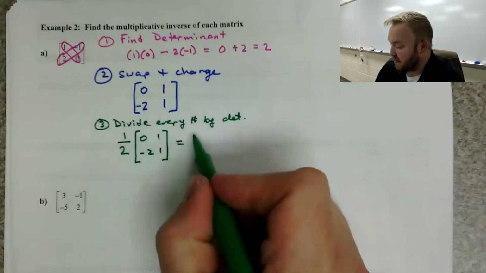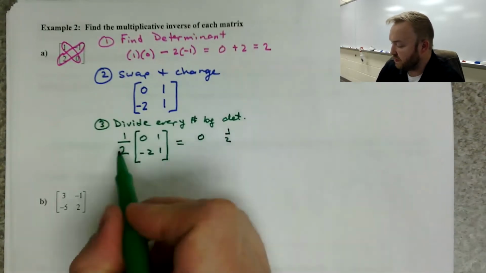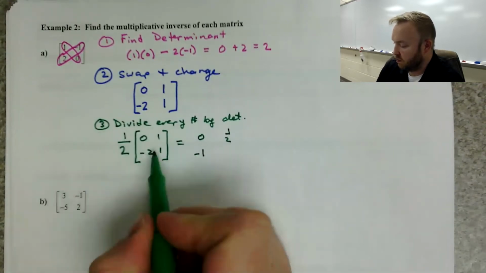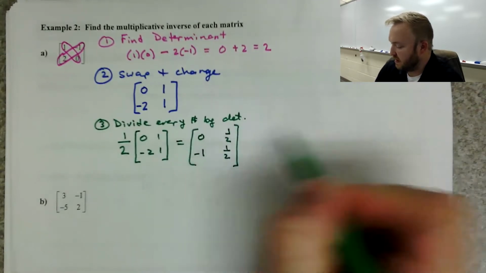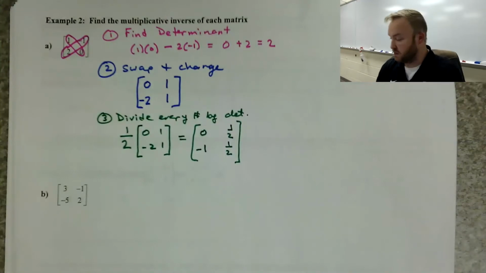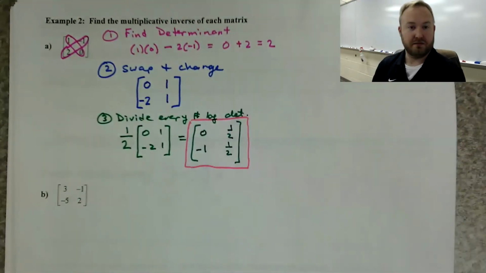So 1/2 times 0 is 0. 1/2 times 1 is 1/2. 1/2 times -2 is -1. And 1/2 times 1 is 1/2. And that is my inverse matrix. So this matrix here is my inverse matrix. That's what it looks like.